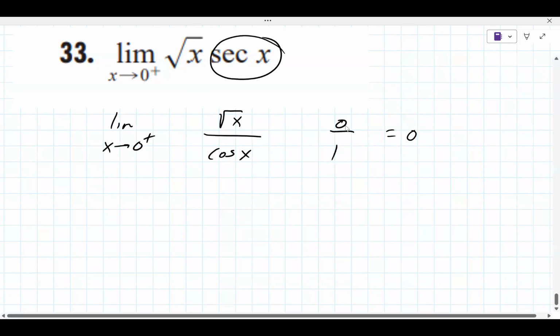The most common one is where you get 0 over a number. So just be on the lookout for that.